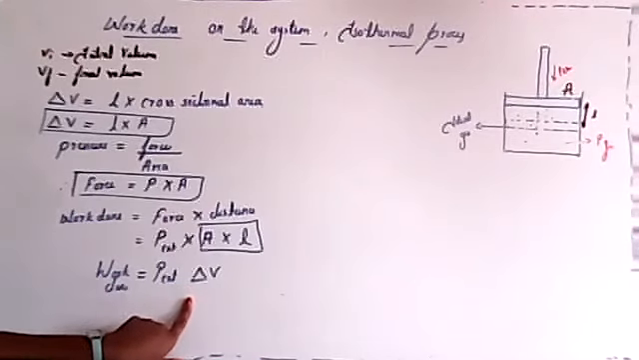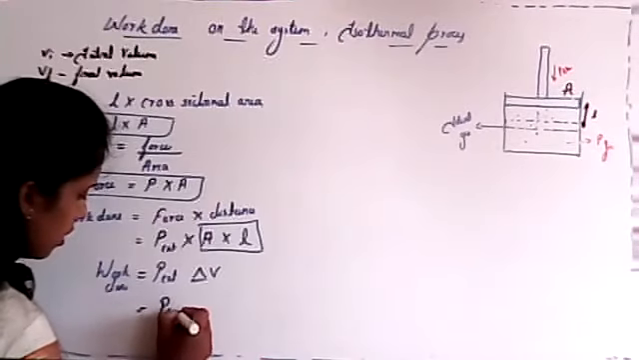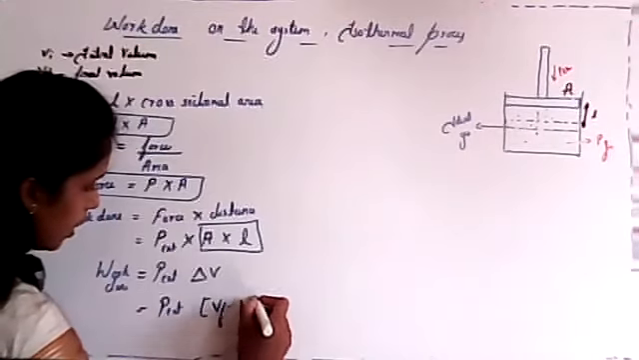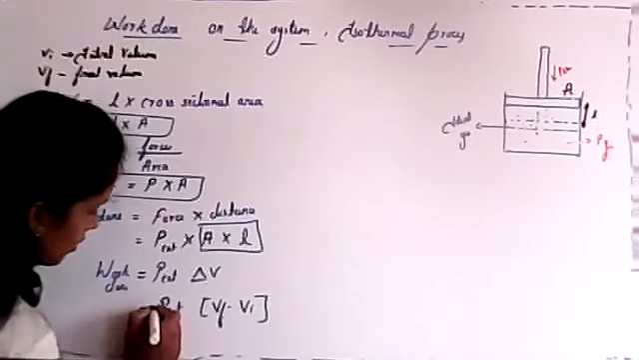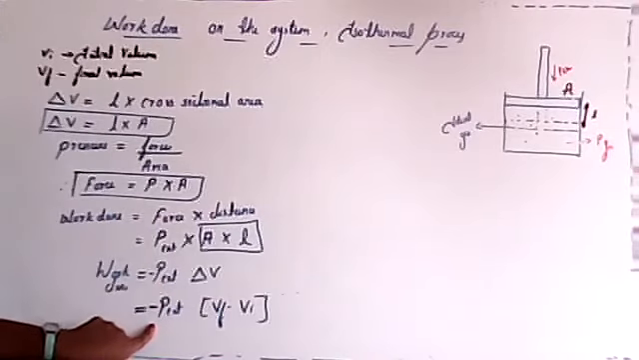Is it clear how this was? That means P external, what is delta V? V final minus V initial. In this case, we consider minus here. Why are we considering minus?